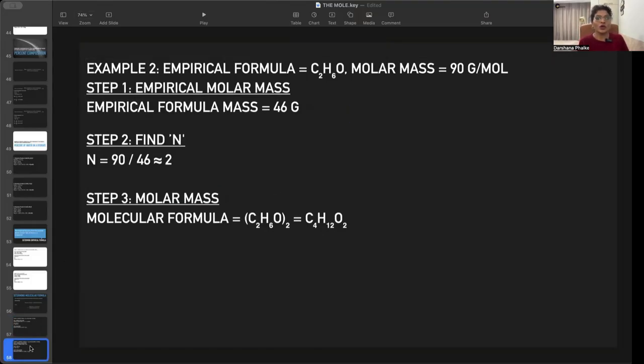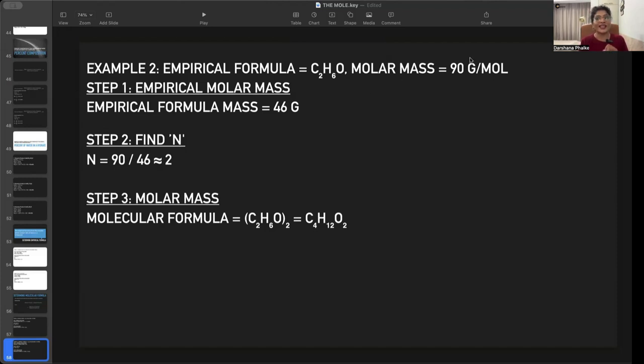So C2H6O is my empirical formula and I want to find the real formula, the actual molecular formula. So step 1, find the empirical molar mass. The empirical molar mass is 2 times the mass of carbon, 6 times the mass of hydrogen and 1 times the mass of oxygen, 16, which is 46 grams. The actual molar mass is 90.